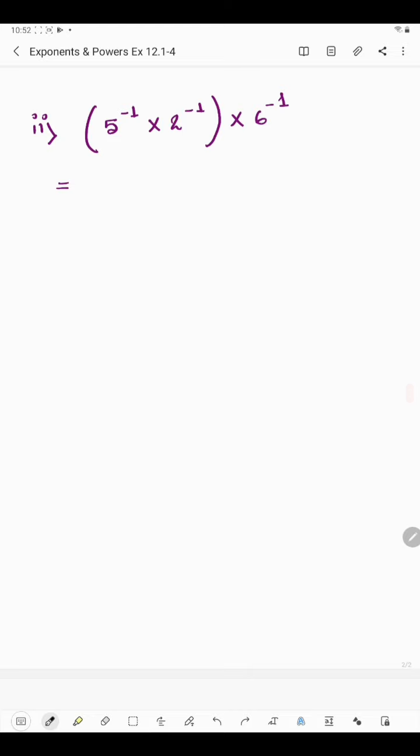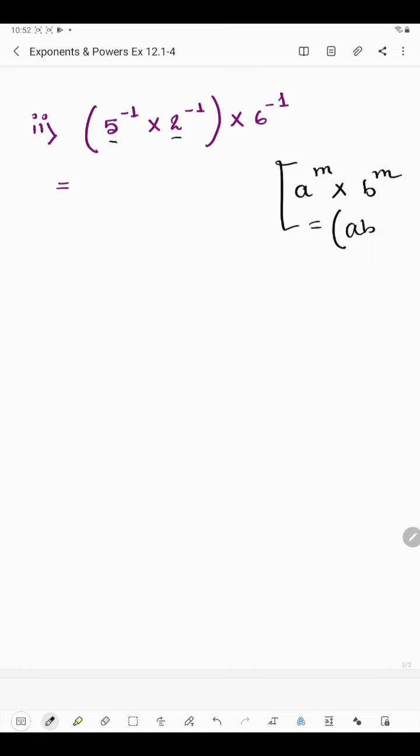In the second part we have 5 raised to the power minus 1 multiplied by 2 raised to the power minus 1, which is in the bracket, multiplied by 6 raised to the power minus 1. Here we have different bases, but the power is the same, so we can apply a law here. What is the law? If the bases are different, a multiply sign is in between and the power is the same, then we multiply the bases.